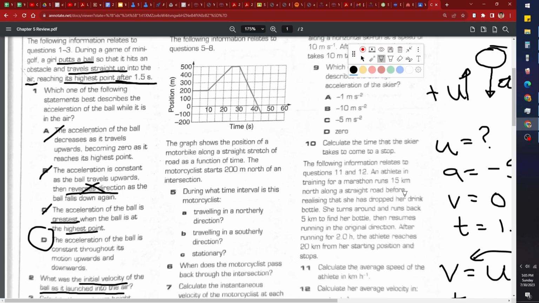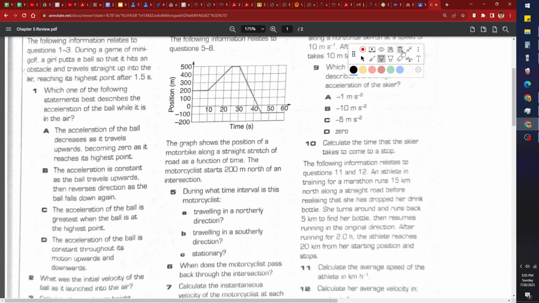So, according to this graph, we have a position time graph or a displacement time graph. As you know, displacement is s, and there's meters. Okay, so it starts at time 0. It's starting at 200 meters. The graph shows the position of a motorbike along a straight stretch of road as a function of time. The motorcyclist starts 200 meters north of an intersection. Okay, so it's already 200 meters north.